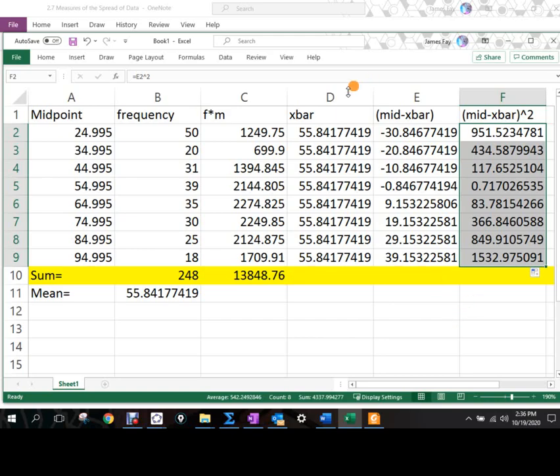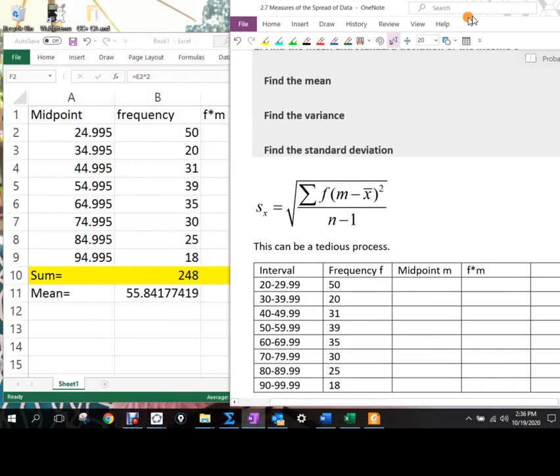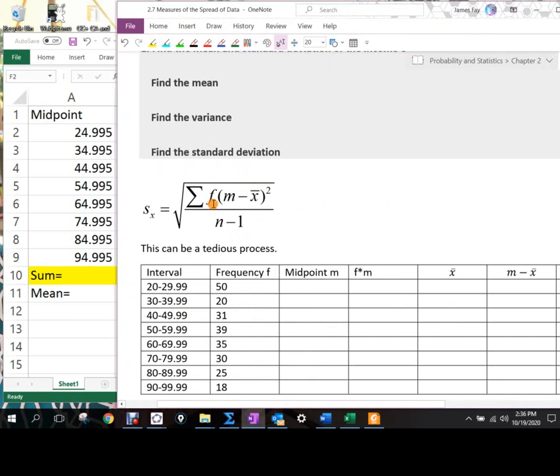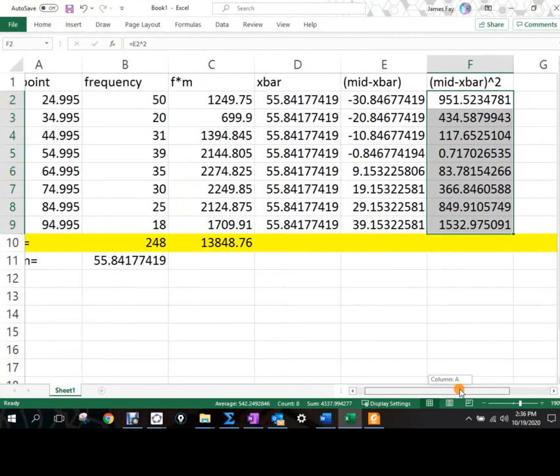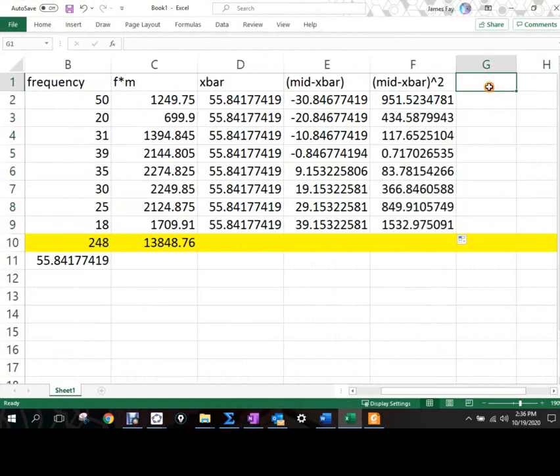Now going to our formula, let's see if we've got everything we need. Our formula was frequency times midpoint minus x bar squared. I don't have all of that yet. I've got the individual parts, but I don't have it all yet. So we need to create another column that says frequency times midpoint minus x bar squared.